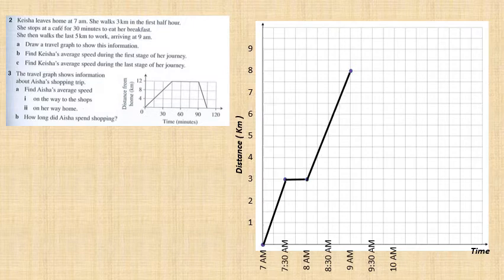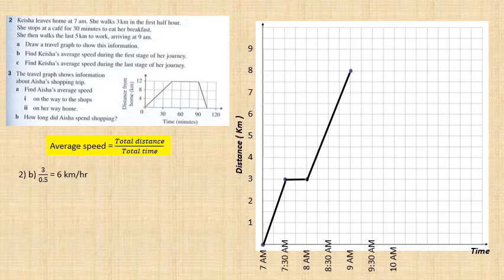Then he said here, find Keisha's average speed during the first stage of her journey. So the average speed, as you remember, is the total distance over total time. So the distance is 3 kilometers in half an hour. So 3 divided by a half is going to be 6 kilometers per hour. And for question C, find Keisha's average speed during the last stage of her journey. It's going to be from 8 to 9, so it's only 1 hour, and she covered 5 kilometers in this 1 hour. So it's 5 divided by 1, which is 5 kilometers per hour.